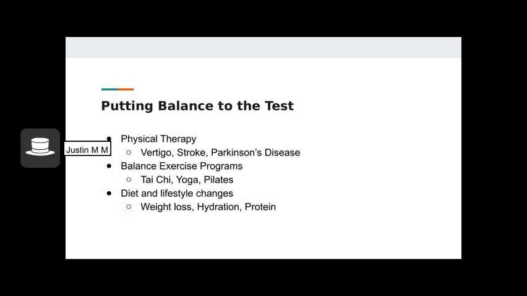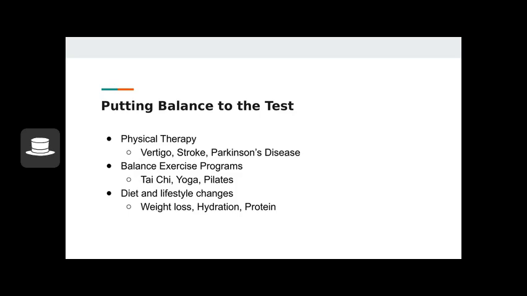The best way to improve our balance is by putting it to the test. And this can be done in many ways, such as physical therapy, especially after bouts of vertigo, stroke, or the onset of Parkinson's disease. A great way to improve our balance is through balance exercise programs that test our system and push it outside of the norm in order for it to adapt and become stronger. And this can be done through Tai Chi, yoga, or Pilates, which I know Foggy Bottom West End is very good at implementing throughout the year.